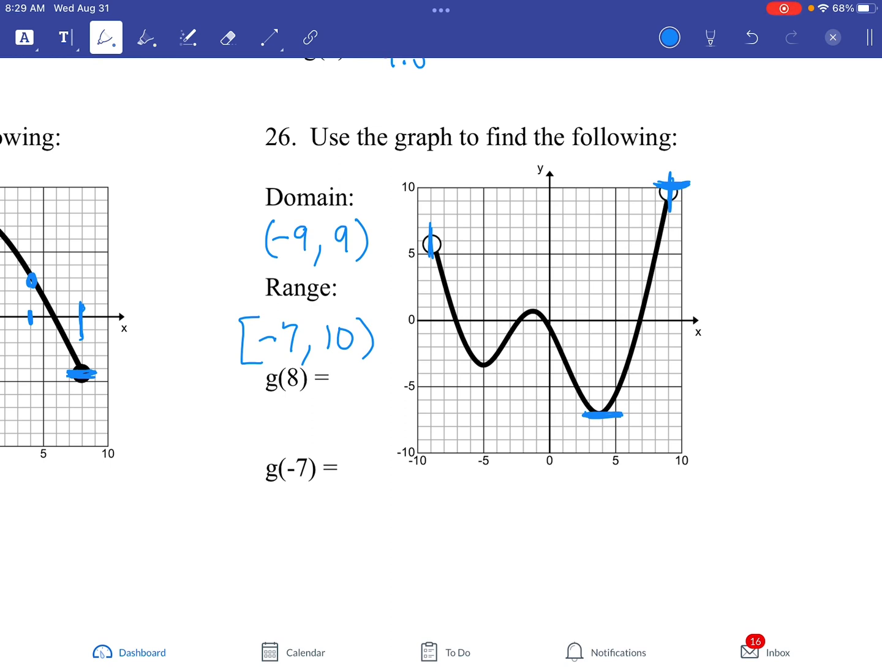All right, G of 8. There's 8 moving up. It's going to be right there at 5. And G of negative 7 is right here at 0. And that is the review for the test.